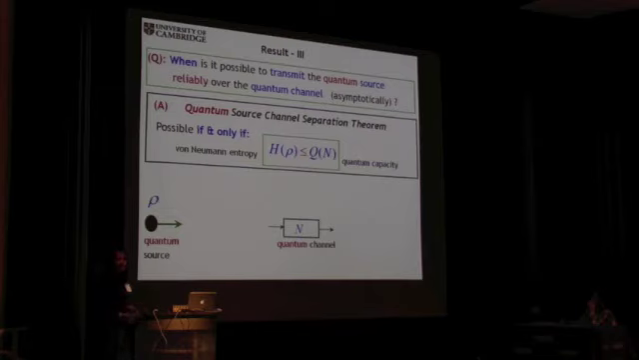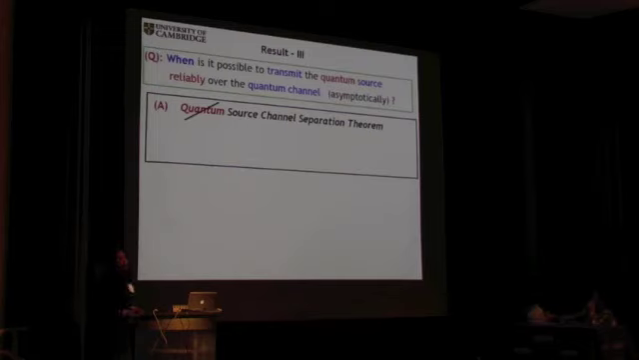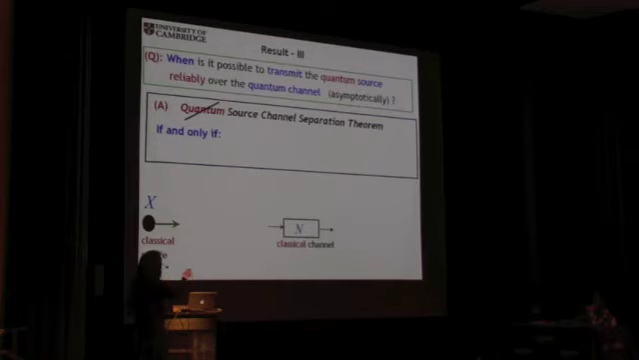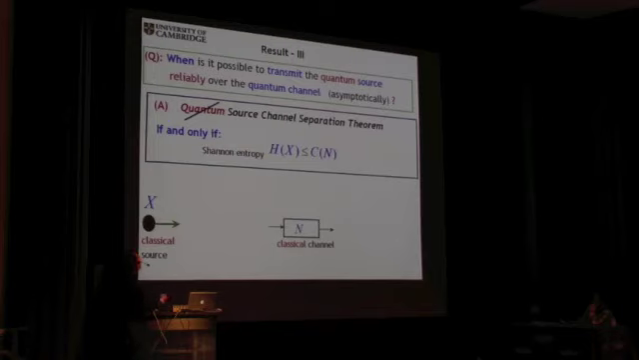in classical information theory called the source channel separation theorem, proved by Shannon, which says that if you have a classical source and a classical channel, and you want to transmit the classical source over the classical channel reliably, you can do it if and only if the Shannon entropy is less than the classical capacity of the channel.